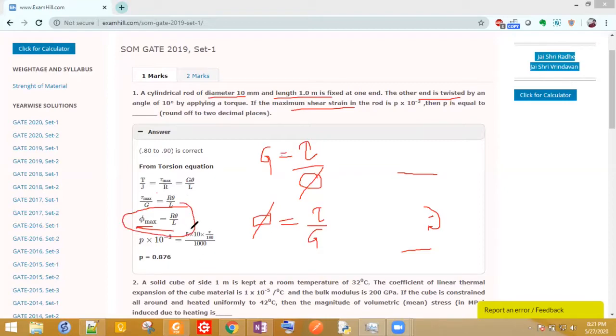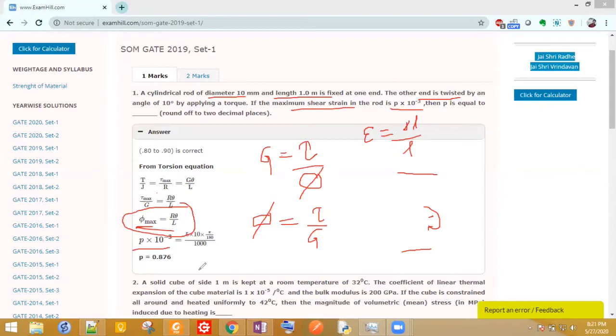The shear strain they have given is P into 10 raised to the power minus 3. And remember that this shear strain is a strain. Strain has no unit, it is dimensionless. If you consider normal strain, it is change in length by original length. Both are length, so there is no unit. That is why there is no unit here. P into 10 to the power minus 3.